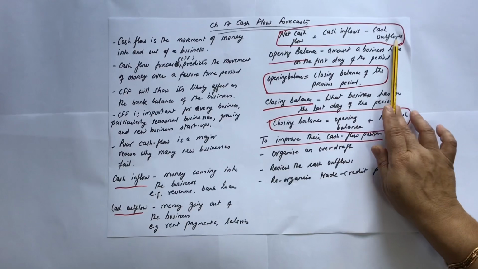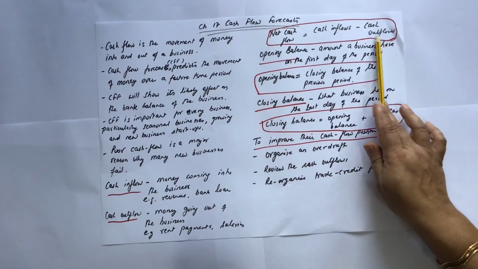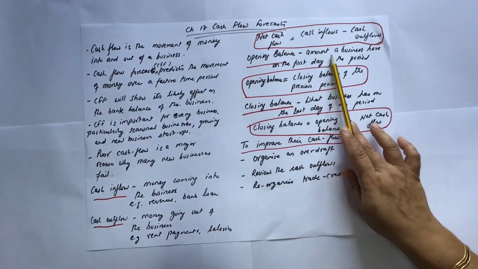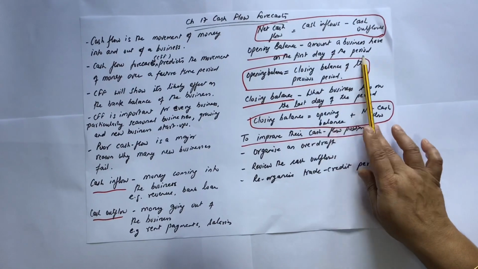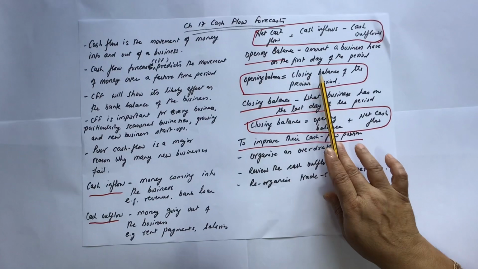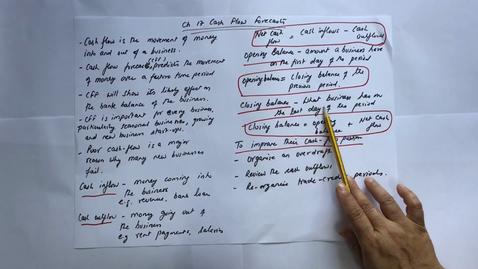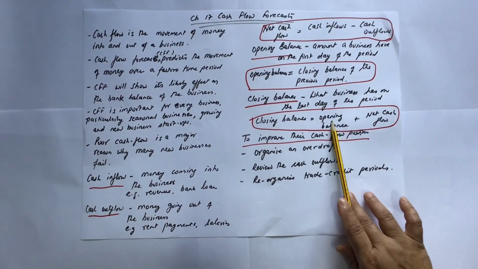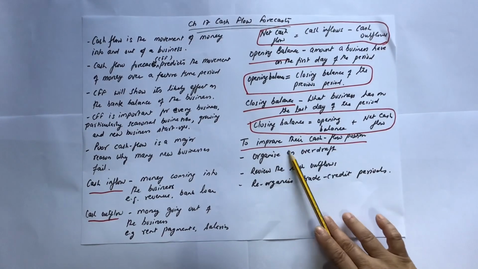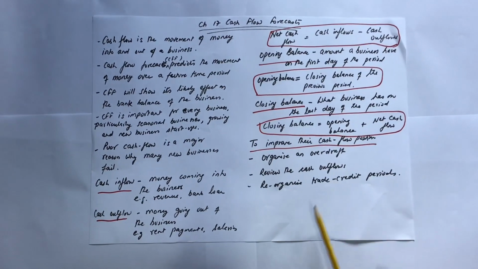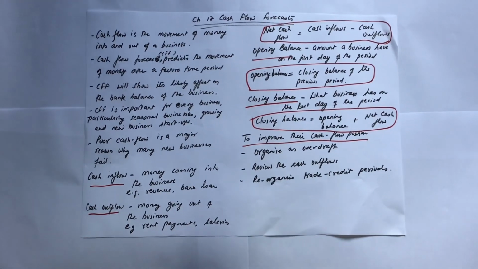To calculate the net cash flow: inflows minus outflows, memorize this formula. Opening balance is the amount a business has on the first day of the period, so it's basically the closing balance of the previous period. Closing balance is what the business has on the last day, so it's opening balance plus net cash flow. To improve their cash flow position, organize an overdraft, review their outflows, reorganize trade credit periods.